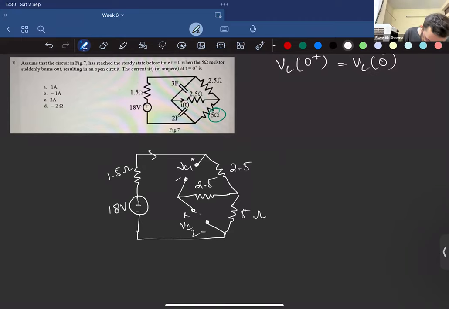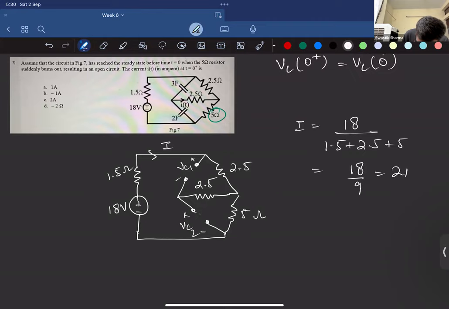At steady state, what is the value of I? As can be seen, this 2.5 is open circuited, no current will flow over here. It would be 2.5, 5 and 1.5 in series, right? So I would be 18 upon 1.5, 2.5 and 5, which is 9. So the current is 2 amperes. So that means 2 ampere current was flowing in the circuit at steady state.